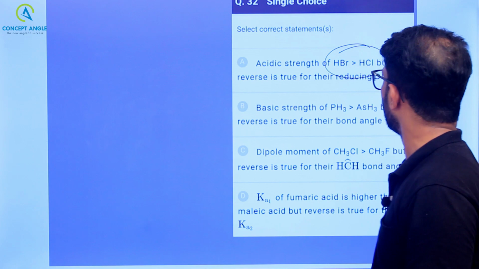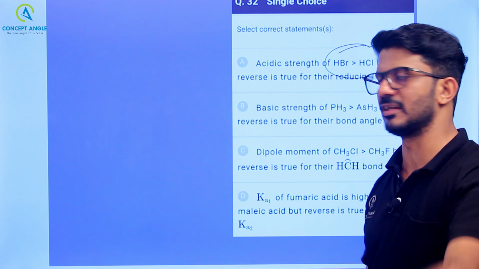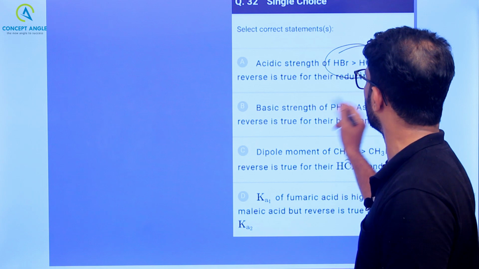When it is releasing an H plus ion, that is acidic property, and it is also reducing character. So acidic strength and reducing character follow the same order. Therefore the first statement is wrong, as it states the two as opposite.